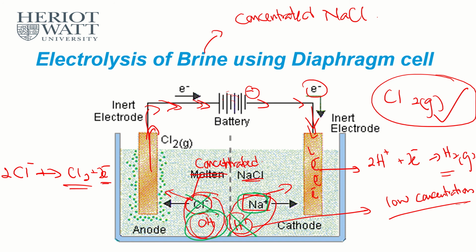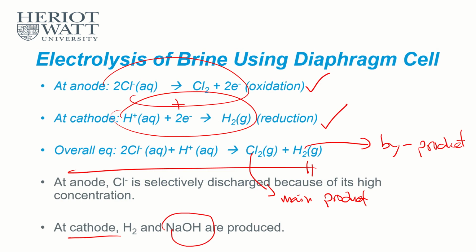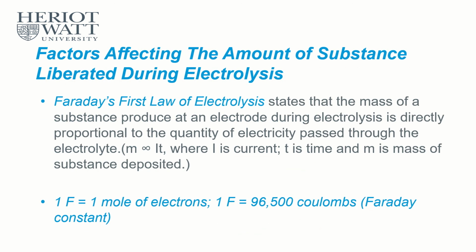So the solution here is a basic solution, which is highly corrosive. So special care or special treatment is needed for this process. After you get the chlorine gas, you need to do some pre-treatment on the sodium hydroxide because it's highly corrosive in industry. All right. So that's why NaOH is another byproduct. All right, let's move on.